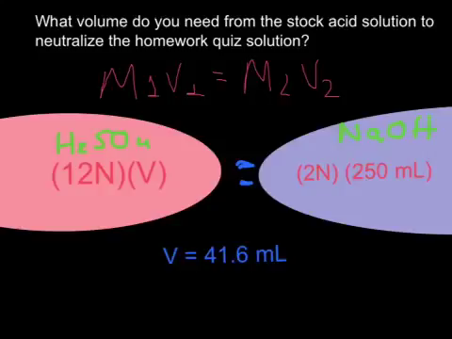Then you go and use the same equation you used in the first question and replace for the values. So 12 normal is M1, 2 normal is M2, and V1 is the value you're trying to find, and 250 milliliters is V2, which will ultimately, as you solve for V, give you the answer that V is equal to 41.6 milliliters.